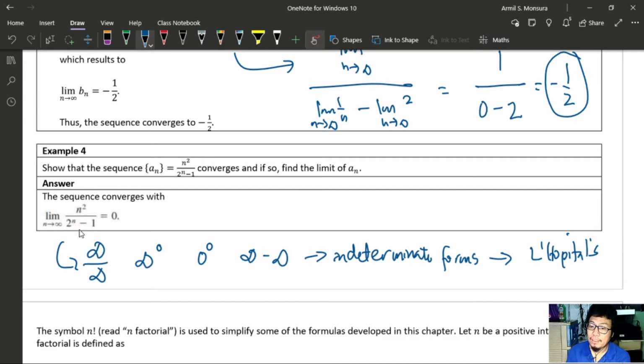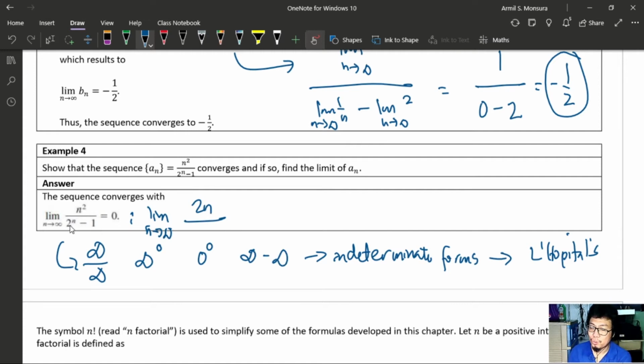Applying L'Hopital's rule, we have to take the derivative of n squared, which is simply 2n. Again, I'm not yet evaluating the limit, so I'm not taking off the limit operation here, because I'm not yet operating on the limit. I'm just taking the derivatives. And when you take the derivatives, you take the derivatives separately of the numerator and of the denominator, not of the whole fraction. So here we have the limit as n approaches infinity. The derivative of n squared is 2n.